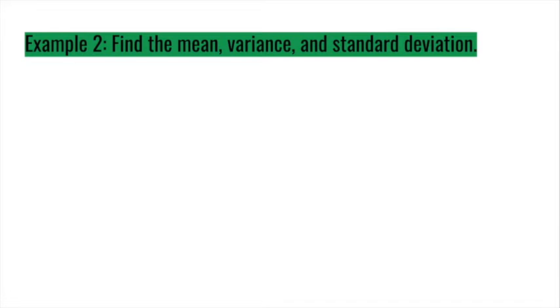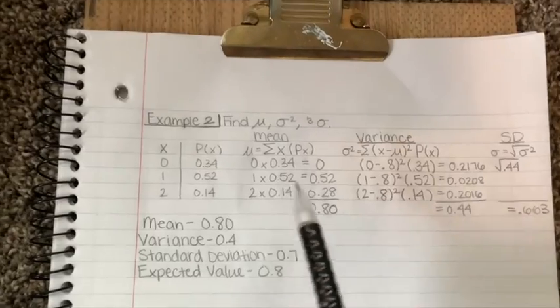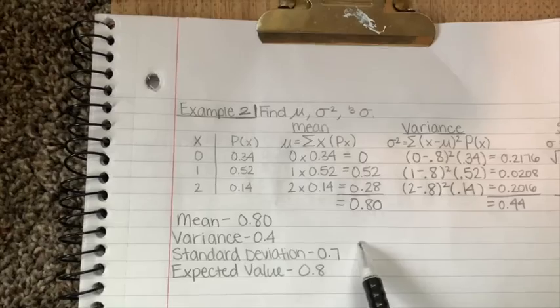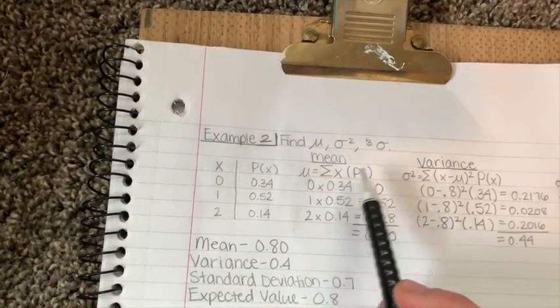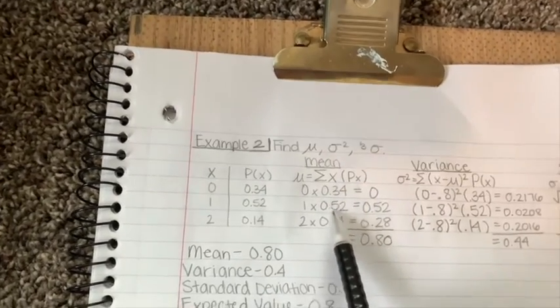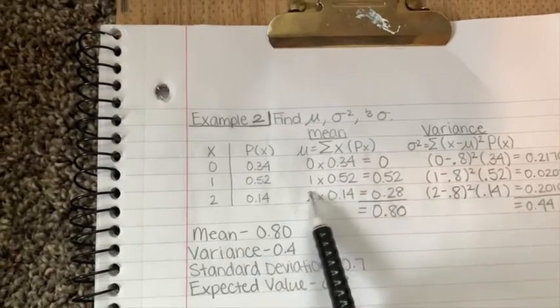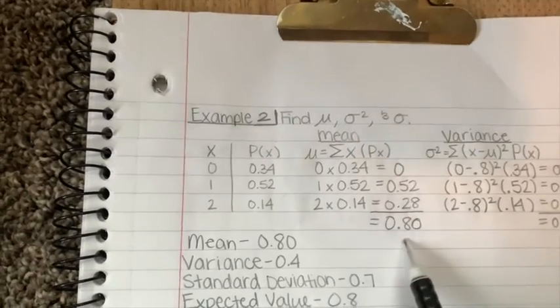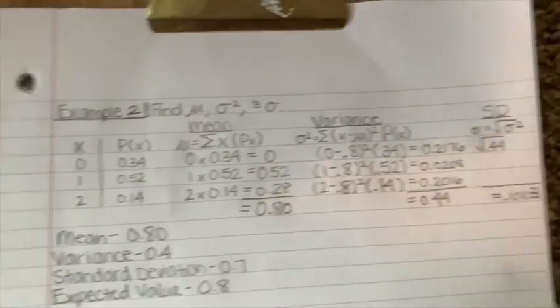So here for example 2, we're going to be finding the mean, variance, and standard deviation for this table. For the mean, we have this formula right here, which is the random variable times the probability of the random variable. For the first row, we have 0 times 0.34 is 0, 1 times 0.52 is 0.52, and 2 times 0.14 gives us 0.28, and adding those together, a total of 0.80.